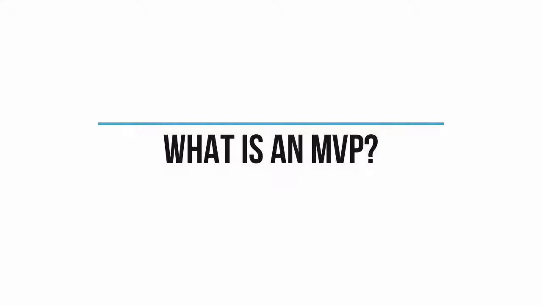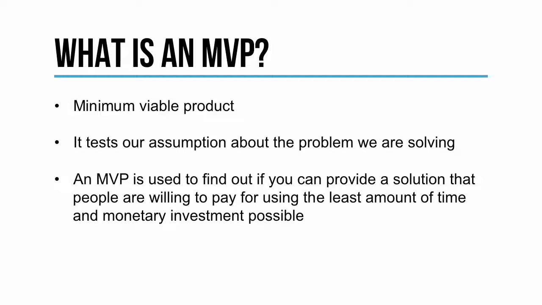In this video, I'm going to explain what an MVP is. So MVP stands for Minimum Viable Product, and it's used to test our assumption about the problem that we are solving. More specifically, an MVP is used to find out if you can provide a solution that people are willing to pay for using the least amount of time and monetary investment possible. So what does that really mean?